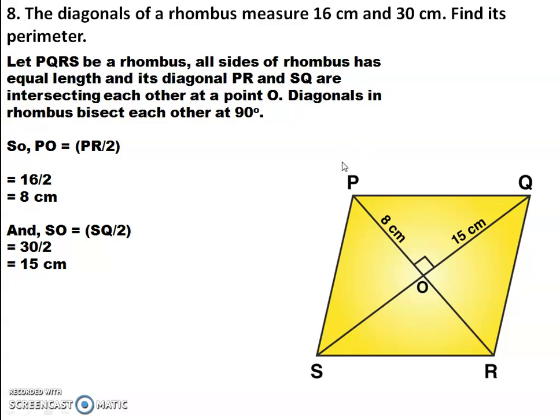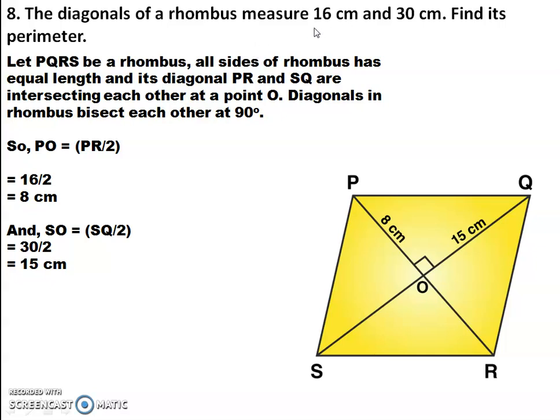Now, you have another property. What is that property? Can you see the diagonals here? Which are the diagonals? PR and QS. The diagonals of this rhombus are PR and QS. They bisect each other at 90 degrees. What do you mean by that?